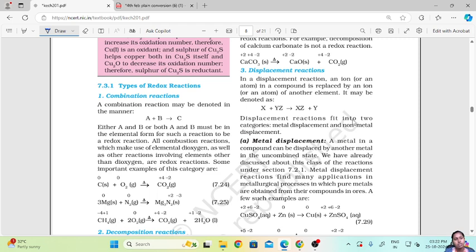What is a combination reaction? A combination reaction may be denoted in the manner A plus B gives C. Both A and B combine together to give a product C. So either A or B, or both A and B, must be in the elemental form for such a reaction to be a redox reaction. So either one of them should be in an elemental form so that a redox reaction can take place.